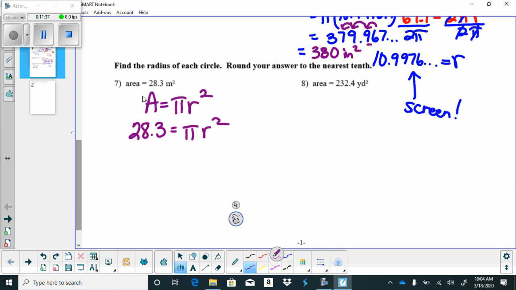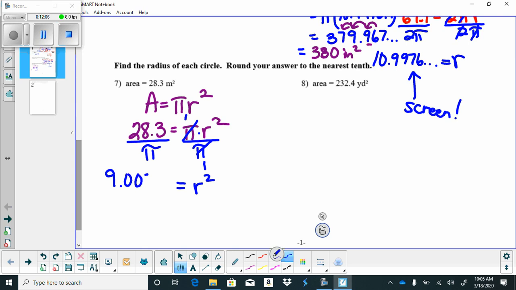Now I've got to solve for r. Wow, this is going to be hard. We can do this. All right, how are you going to solve for r? That's pi times r squared. So you're going to divide both sides by pi. Pi divided by pi is 1. All right, here we go. Type into your calculator 28.3 divided by pi. And that gives me 9.00816... Leave that on your calculator. We're not going to round it until we get to the very end.